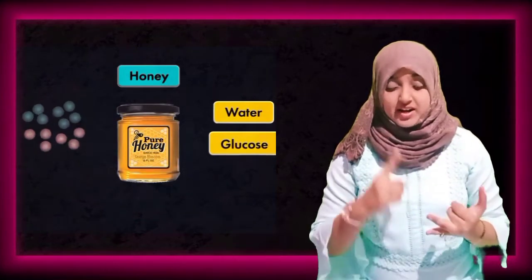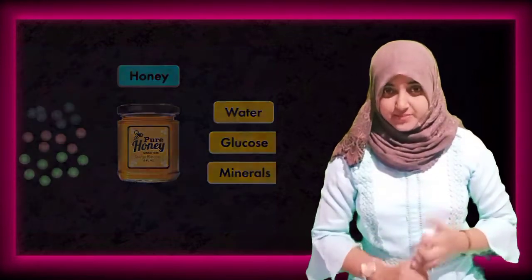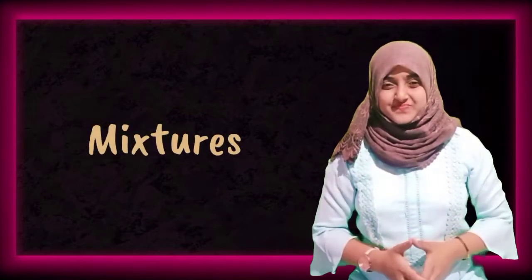Then what about these so-called pure ghee, pure honey, pure milk? Are they actually pure? Well, honey consists of particles of honey, particles of glucose, particles of water. Whereas milk consists of particles of fats, particles of proteins, particles of water. And these particles are not identical to one another. That means they are not pure. Then what are these substances actually called? Well, according to chemistry, such substances are called mixtures.